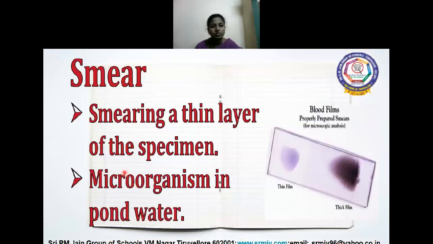Smear. This method requires smearing a thin layer of the specimen, such as microorganisms in pond water. To prepare a smear mount, drop a liquid sample onto a slide. Slowly smear the sample using forceps to make it thin. Let the smear dry if a stain is to be used and follow the procedure for stain mount. Place the cover slip over the smear. Remove the excess liquid using a paper towel and view under the microscope.